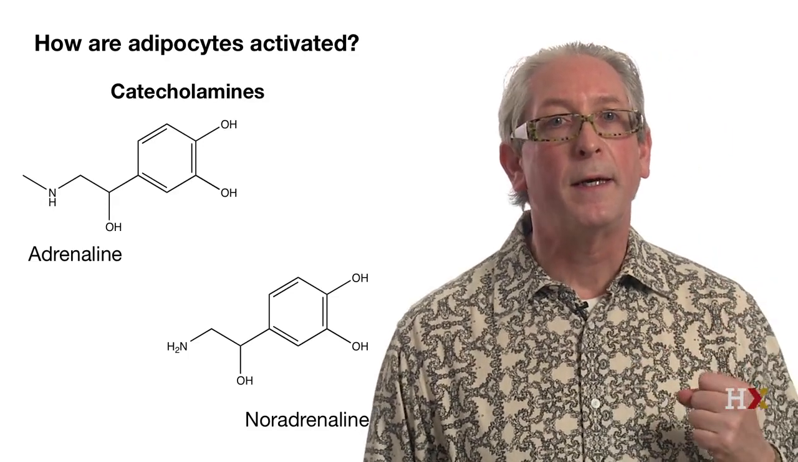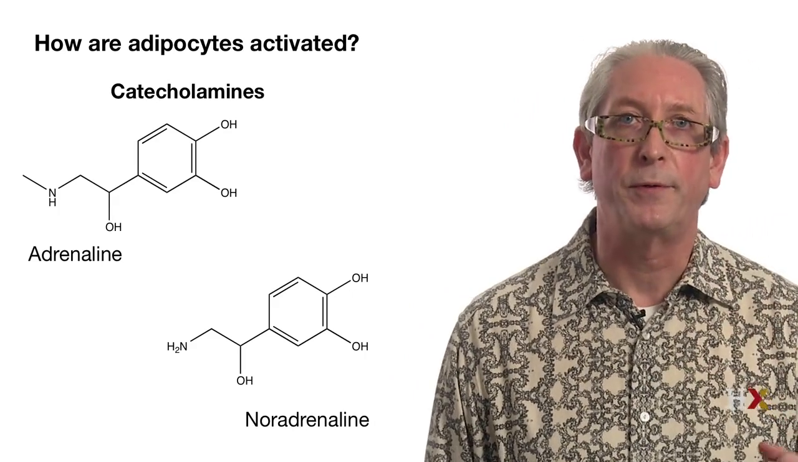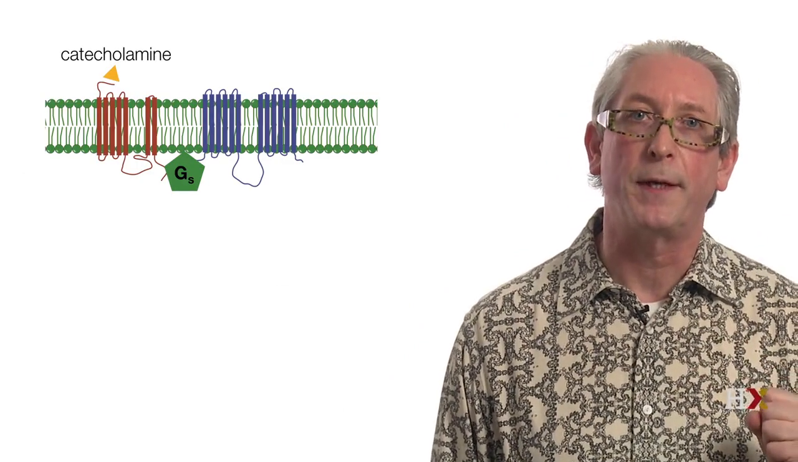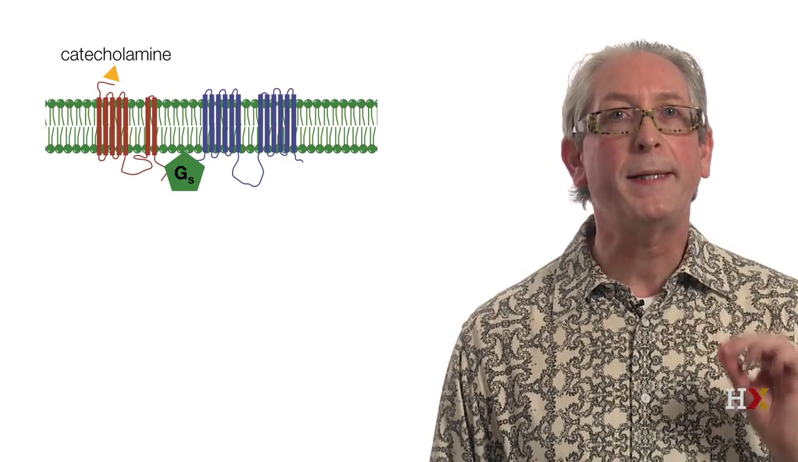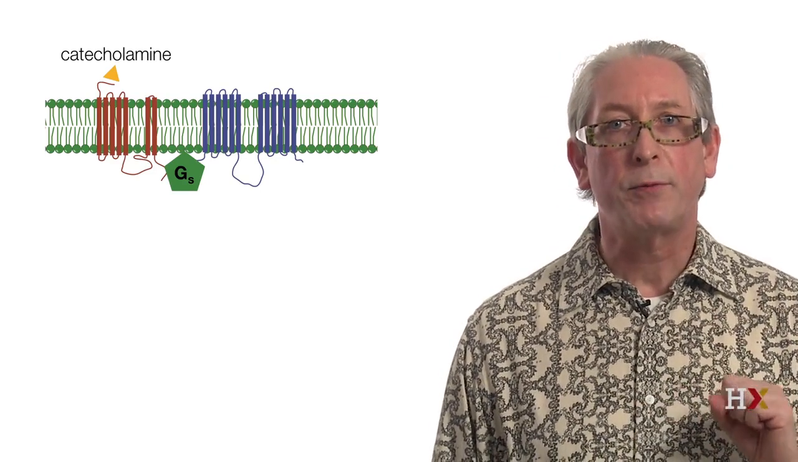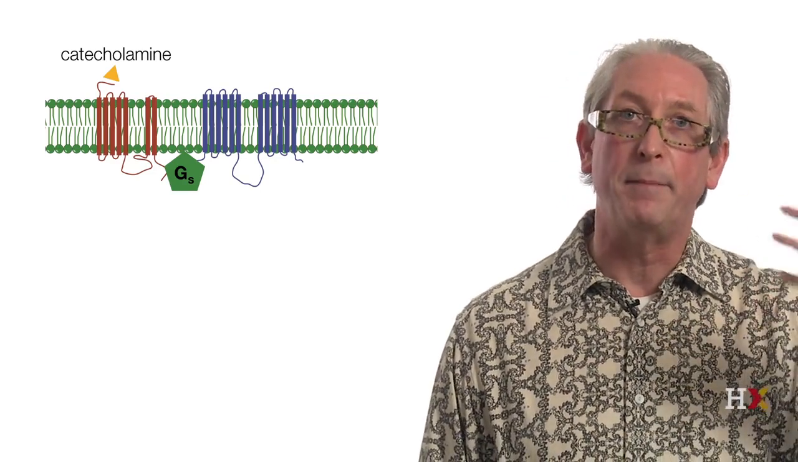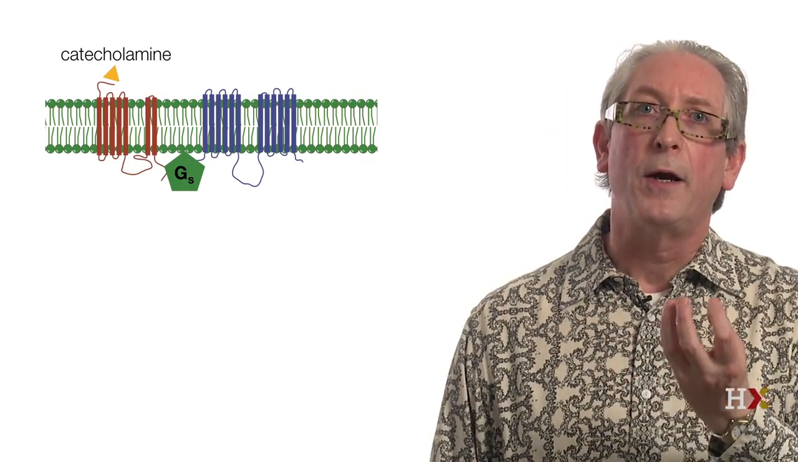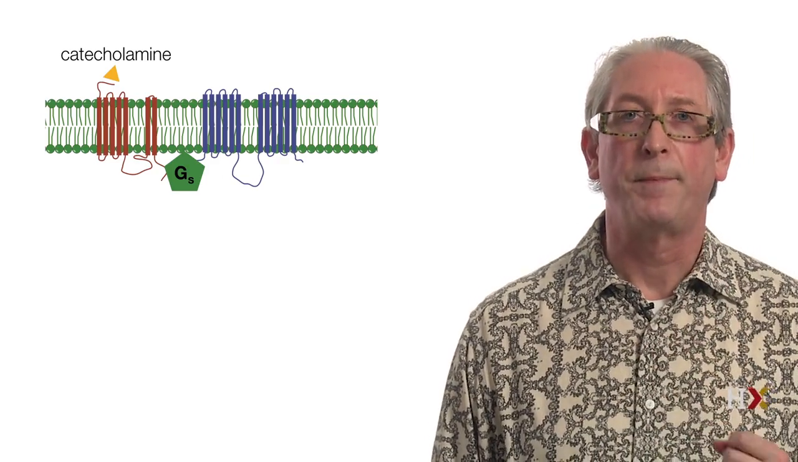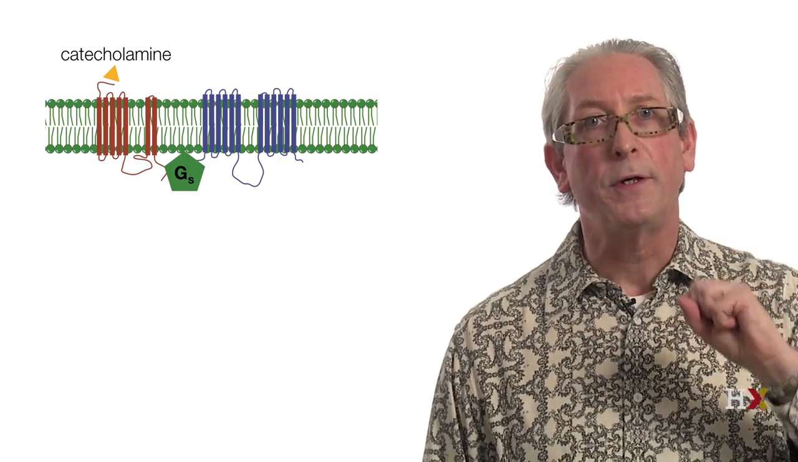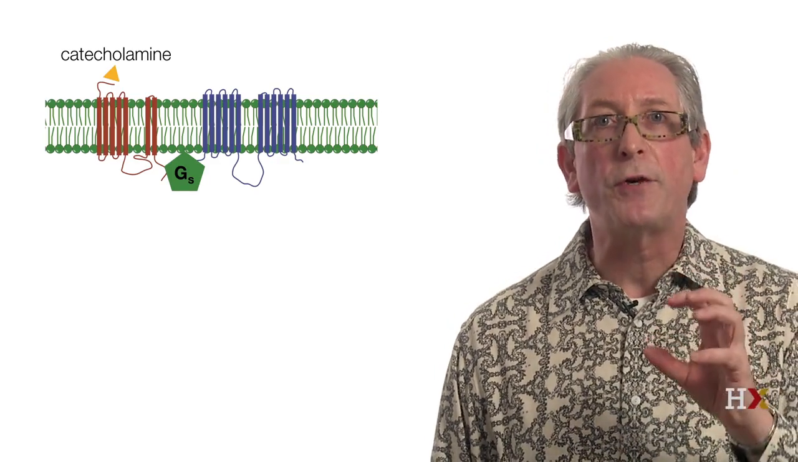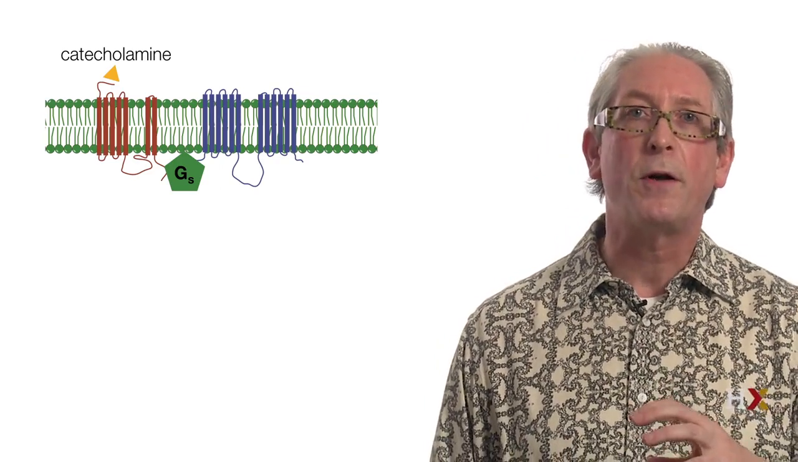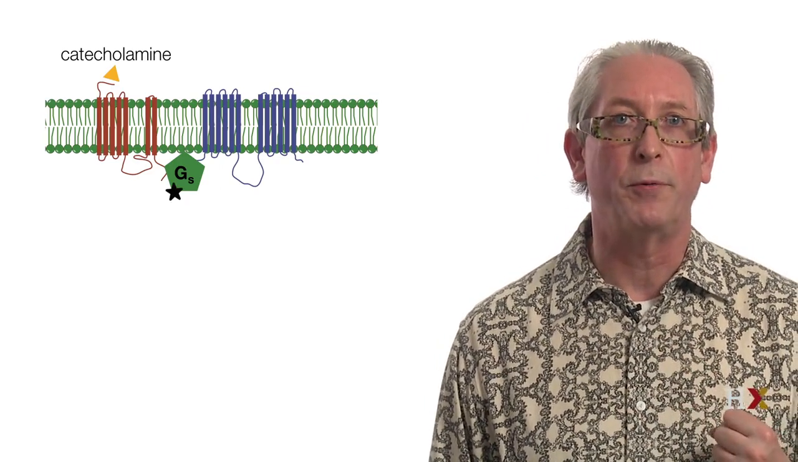So now let's imagine that catecholamines are produced. What will happen? How can adipocytes be stimulated? In the membrane of the adipocyte, there is a protein, a receptor, called the beta-adrenergic receptor. This receptor has an extracellular domain that can bind catecholamine, and has an intracellular domain that can bind a trimeric G protein. When catecholamine is bound to its receptor, there is a change of conformation of the receptor that is transduced across the membrane and results in the activation of the trimeric G protein.